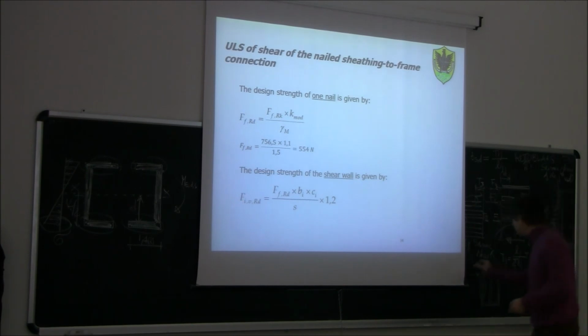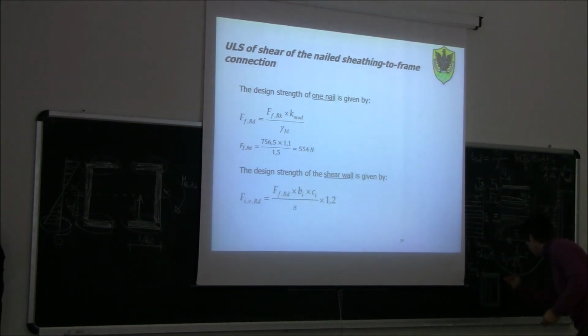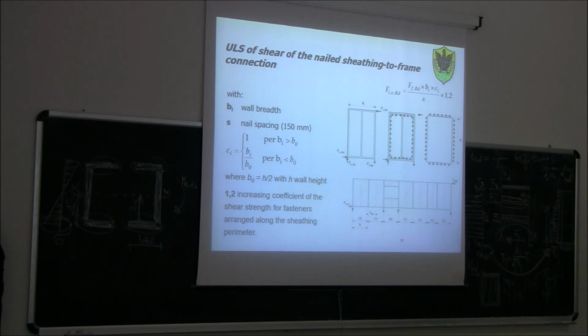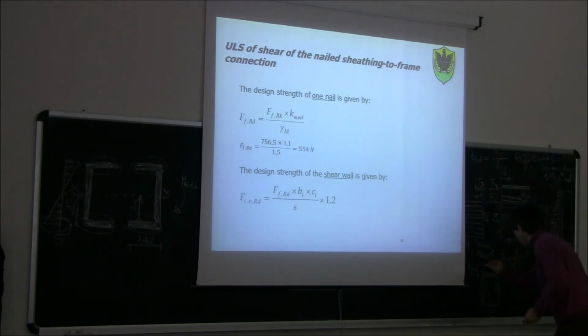So this formula says basically that if I have a wall like this, this is F_v,Rd. This is the maximum shear strength that this wall can take based on a single nail shear strength. F_Rd is the design strength of a single nail. s is the spacing. b is the breadth of the wall, so this is b. And c_i is a coefficient that usually is equal to 1. So, now, we calculated the design strength of one nail. From this design strength of one nail, we can calculate the actual design strength of the whole wall by using this equation here from the equilibrium.